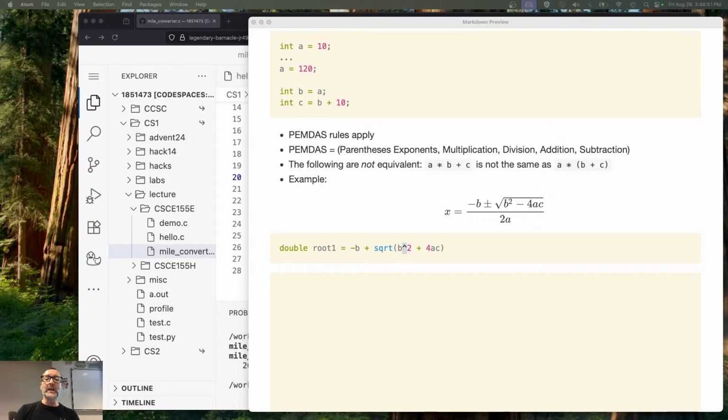Ah, okay. Well, EXP is for the base E. So, E raised to 2, right? I want B raised to 2. So there's something like that that's called POW, right? B raised to the power 2.